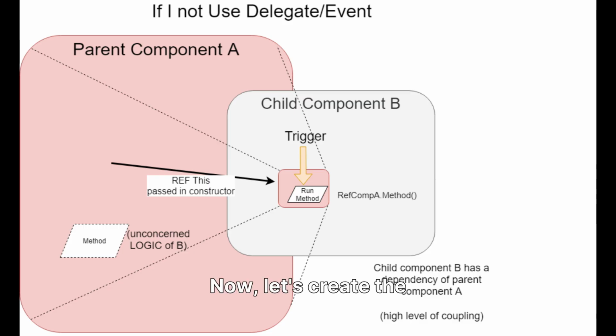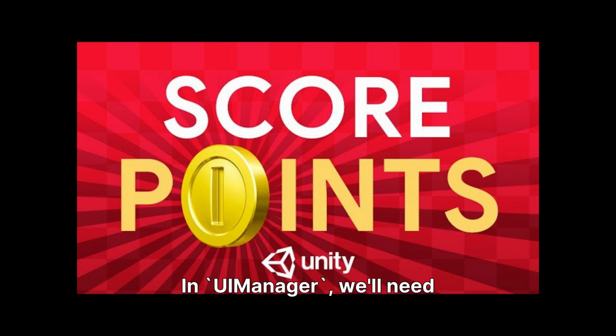Now, let's create the UIManager class. This will be our event subscriber, tasked with updating the score display on the user interface. The UIManager will listen for score changes from the GameManager and react by visually updating the score text, ensuring the player always sees the correct score. In UIManager, we'll need a direct reference to a UI text element. This text component will visually display the player's score on screen. We'll declare a public field for this, allowing easy assignment of the correct UI text object from the Unity editor.